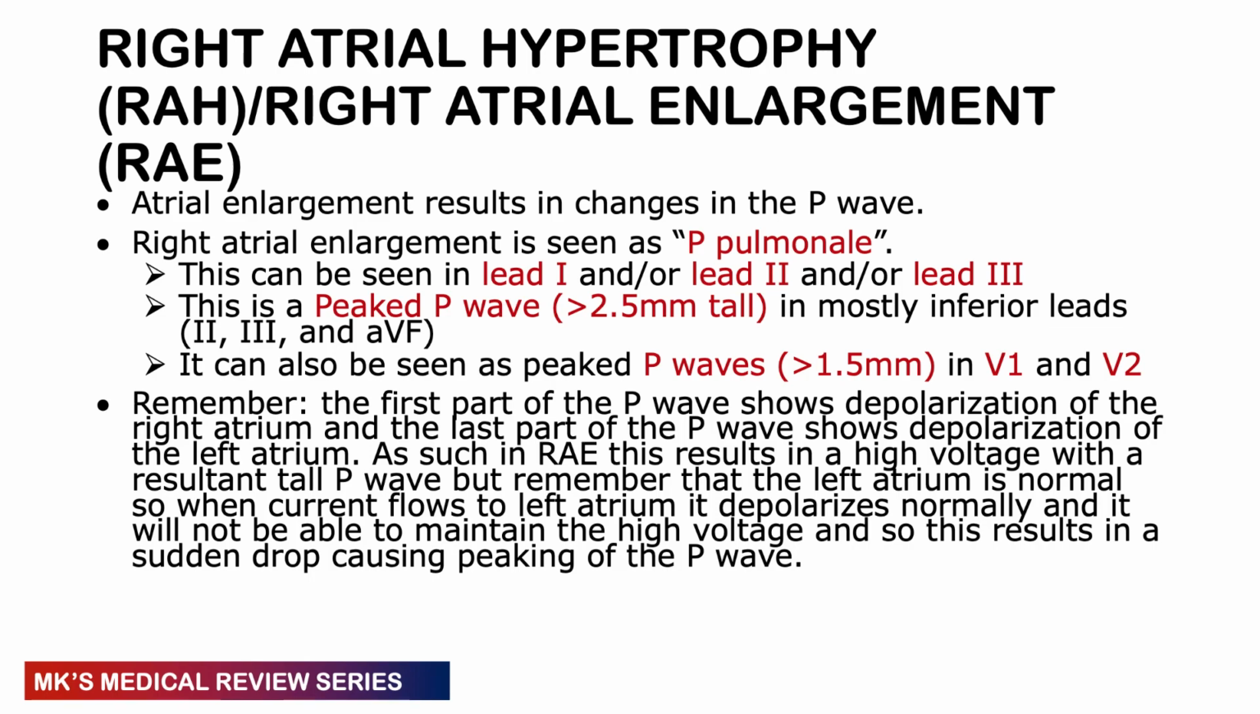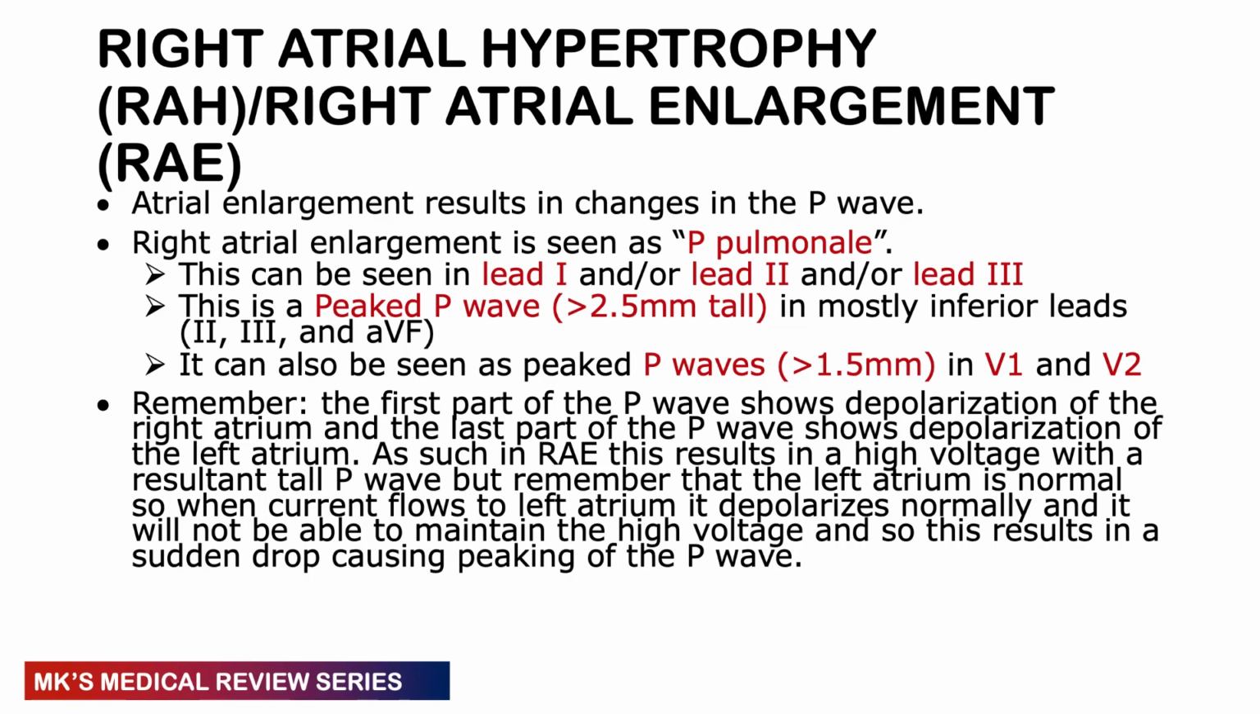So with right atrial enlargement, you're going to be seeing these peaked P waves, which is what we refer to as P pulmonale. They can be seen in lead 1, lead 2, lead 3. So you have these peaked P waves, which are greater than 2.5 millimeters tall, and we can see them mostly in the inferior leads, lead 2, lead 3, lead AVF, best seen in lead 2. Then you also see the peaked P waves more than 1.5 millimeters in lead V1 and V2.